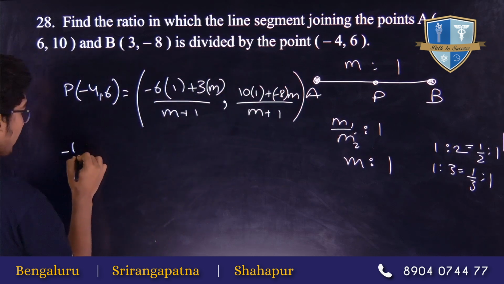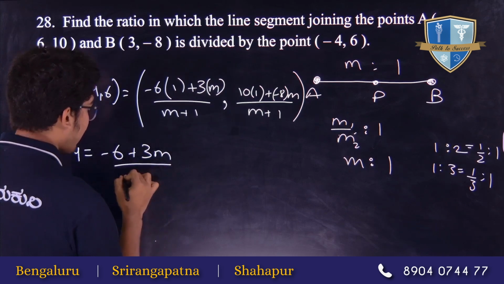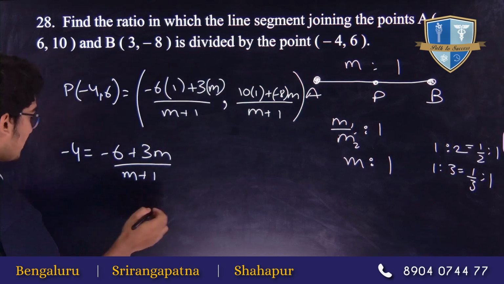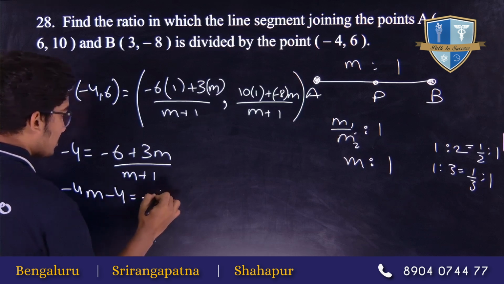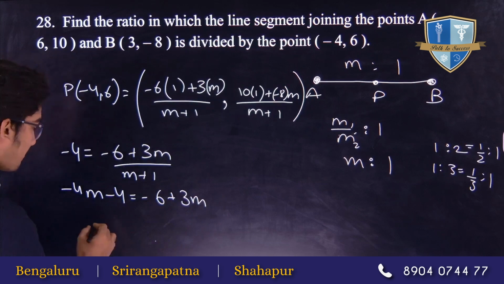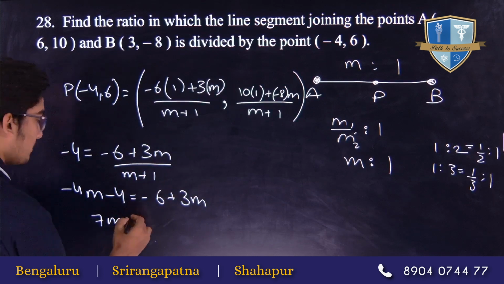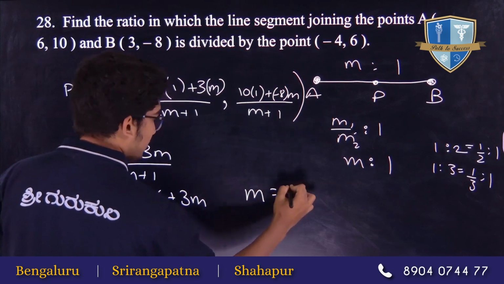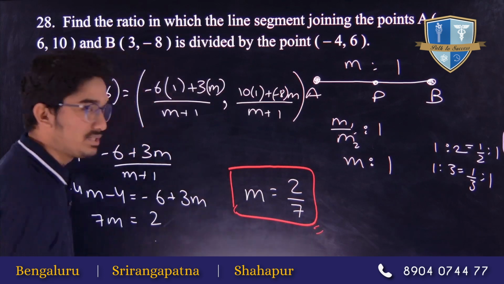Let's take -4 is equal to (-6 + 3M) divided by (M+1). The only unknown in this equation is M, and M will be our answer. So we multiply here and get -4M - 4 = -6 + 3M. So this goes to the other side and becomes 7M, and this comes to the other side and becomes 6 minus 4, which is 2. So M is equal to 2/7. So point P is dividing AB in the ratio 2:7.